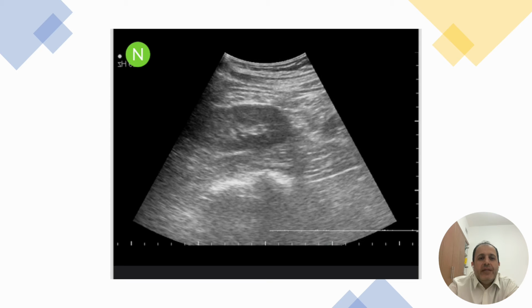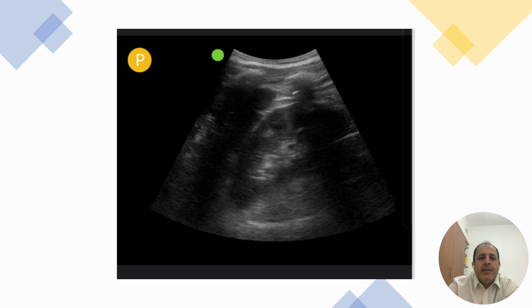So it is vertical, so they keep the ultrasound in a vertical line. So here it's superior, here is inferior, and here, as it is at the left side, it is the left side of the patient, and here is the right side of the patient.